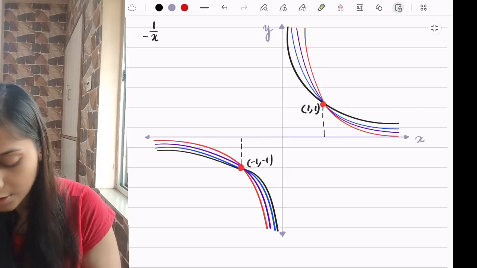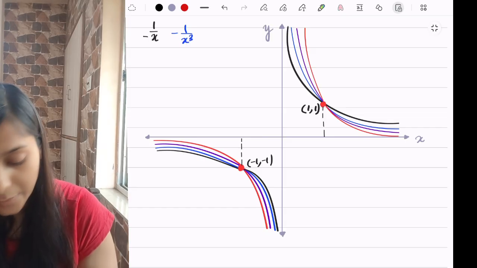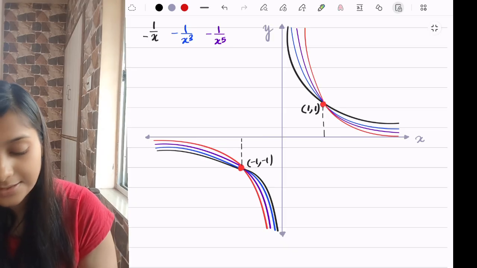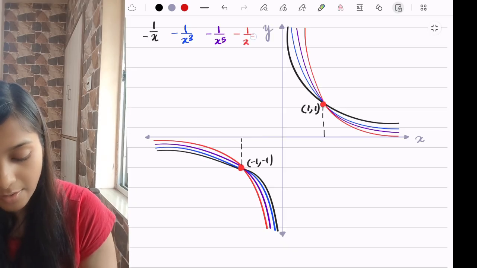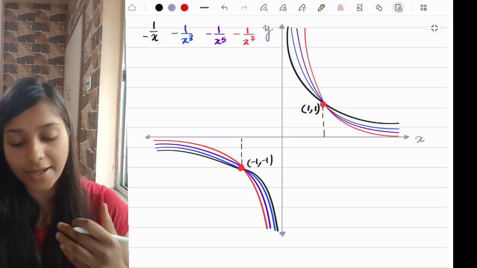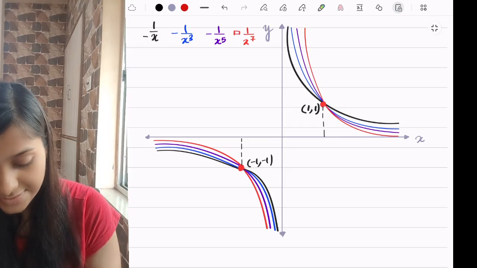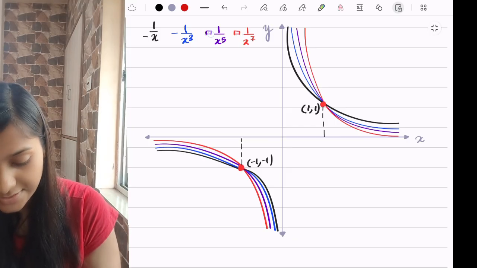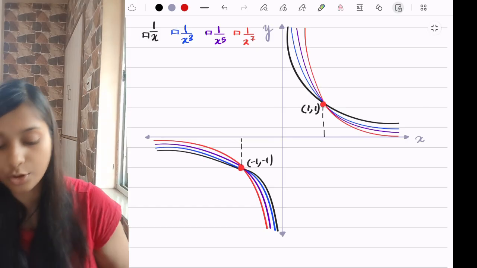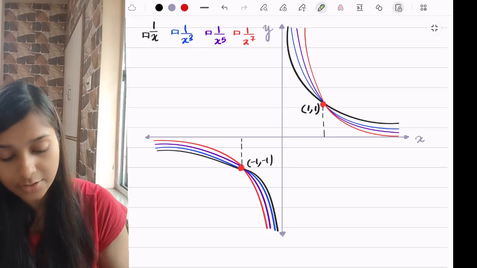So, the black curve is the 1 by x. Next is the blue curve, which is 1 by x cube. Next is the purple curve, which is 1 by x power 5. And lastly, the red curve, which is 1 by x power 7. So, different odd powers of 1 by x. Note that this is not actually minus, this is just the representation, and similarly these are representations only, not minus. Okay, so let us now check different intervals.